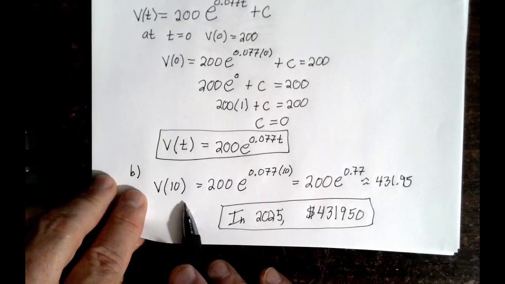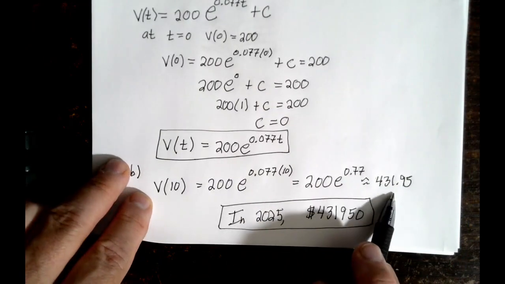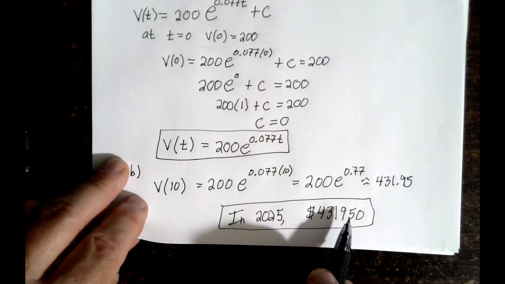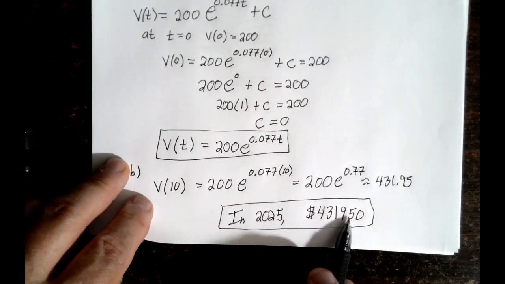Now they ask you to plug in 10 and see what you get. And remember, that's in thousands, so you get 431,950.